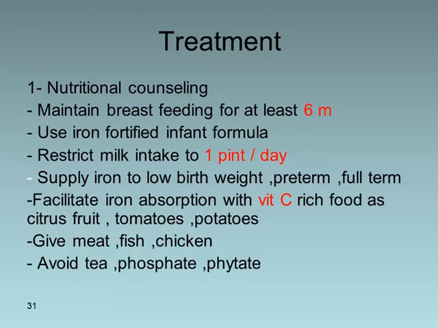Supply iron to low birth weight and preterm babies as early as 2 months of life, and full-term babies as early as 4 months of life, in a dose of 2 mg per kg per day, which is the preventive dose. Facilitate iron absorption by taking vitamin C-rich food such as citrus fruit, tomato, and potatoes. Give meat, fish, and chicken, which are iron-rich diet, and avoid tea, phosphate, and phytate as they prevent iron absorption.